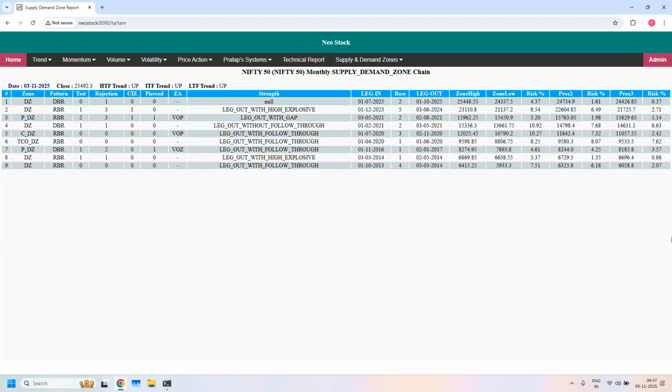In any supply demand zone chain report, always look into the zone column to find the high liquidity zones. Look into the pierced column to find the pierced zones. Always look into the LTF trend to find the trend of the current time frame you have selected. You already learned one time frame higher is ITF trend, one more time frame higher is HTF trend.